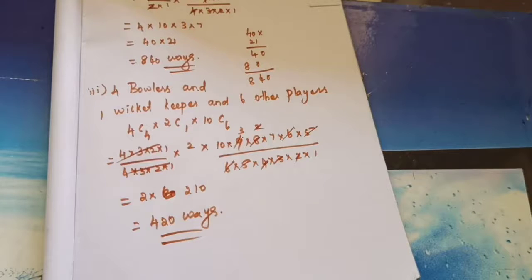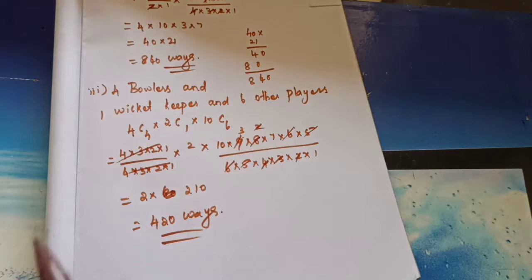Okay, so next, what's the one more? 3 bowlers, 1 wicket keeper over. 3 bowlers, 2 wicket keepers over. 4 bowlers, 1 wicket keeper over. Then only one balance is there. What's the only one balance? 4 bowlers and 2 wicket keepers. We are going to choose that for the last condition. Okay.